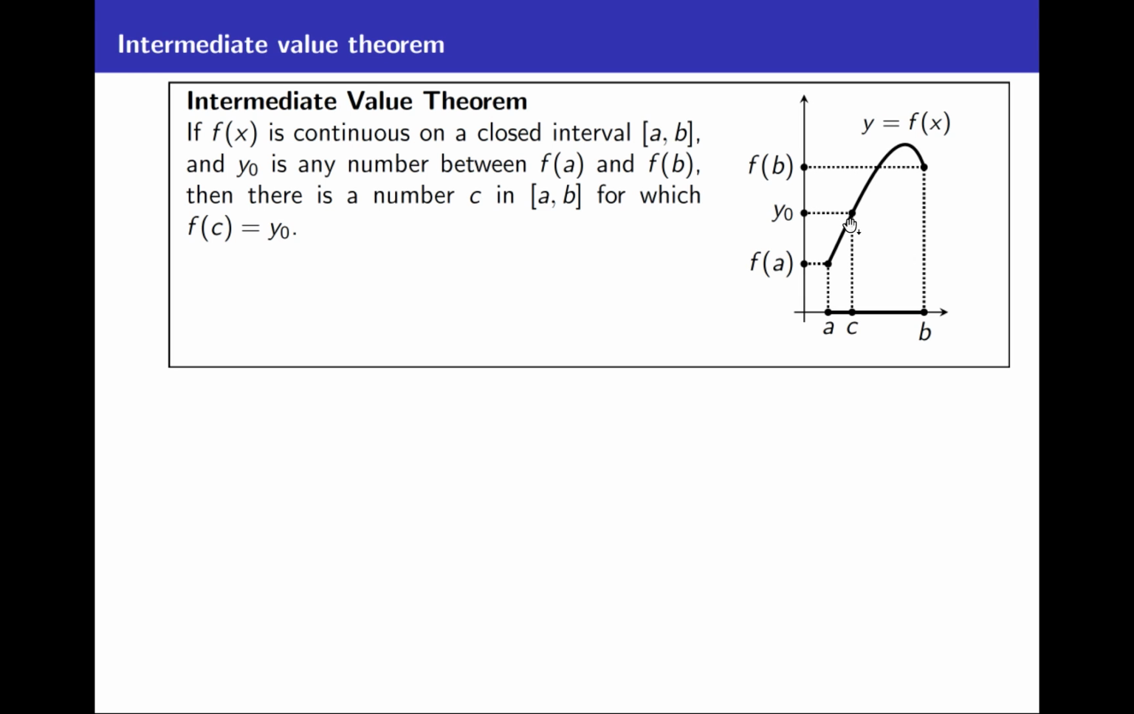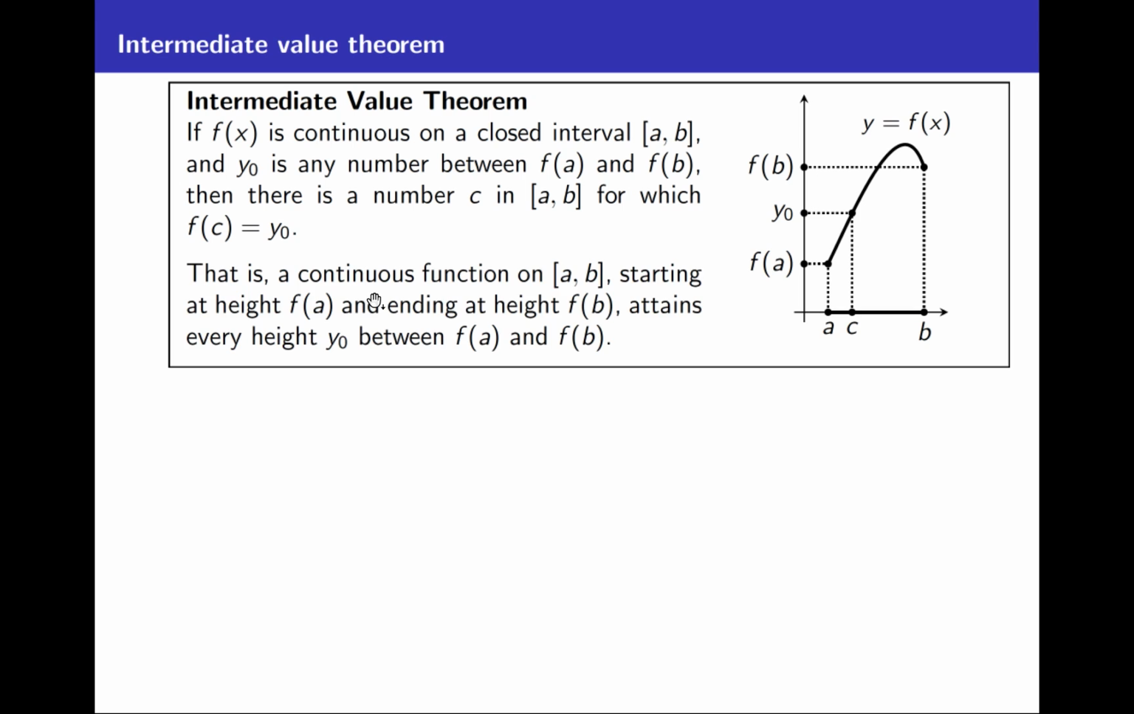So it's saying that under these circumstances, given this continuous function, you pick a y value between f of a and f of b, you're guaranteed to be able to find some number c in the closed interval from a to b for which f of c equals y naught. If f of x is continuous on a closed interval from a to b, and y naught is any number between f of a and f of b, then there is a number c in the closed interval for which f of c equals y naught.